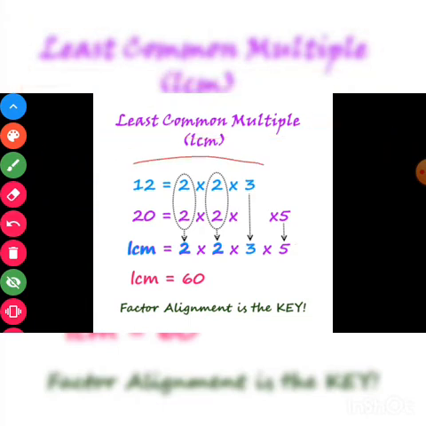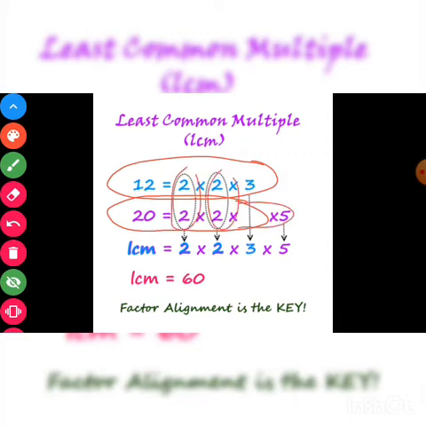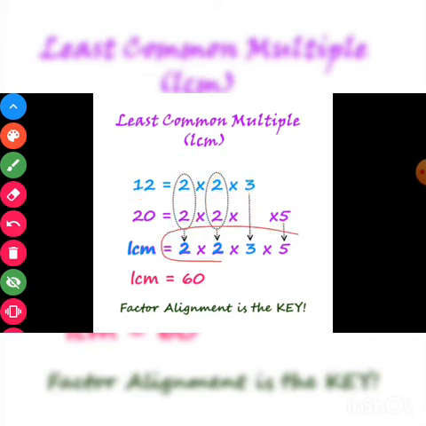So after writing that, now the leftover factors, that we will write now. We have got the common factor 2 into 2 and now the leftover factors are 3 and 5. So we will multiply them with the common factors and the result will be 60. So 2 into 2 into 3 into 5 will result in 60. So the LCM of the given numbers 12 and 20 will be 60. So the common multiple of 12 and 20 will be 60.